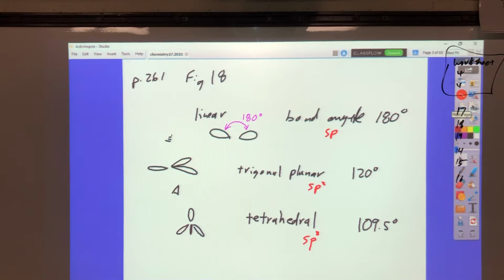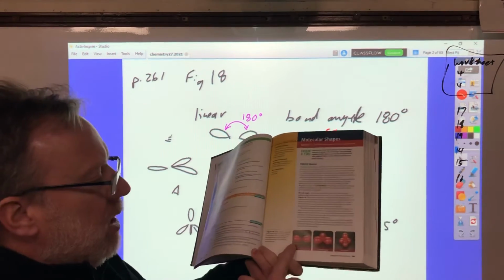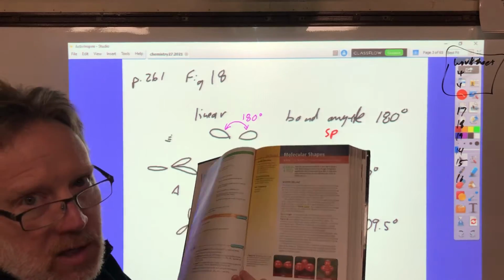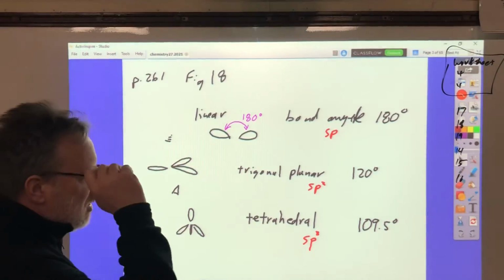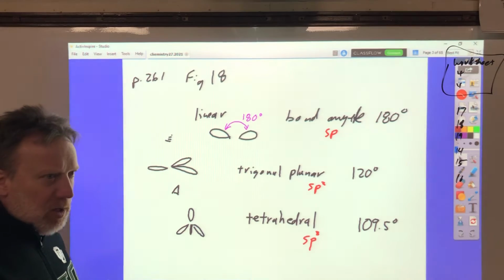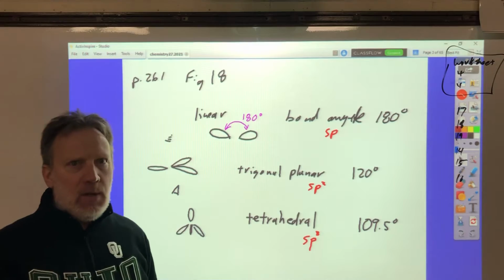Now, on page 261, at the bottom of that page, there's a drawing of these three shapes. We have linear, trigonal planar, and tetrahedral. And these are a result of hybridization, which often students are like, can you explain hybridization again?